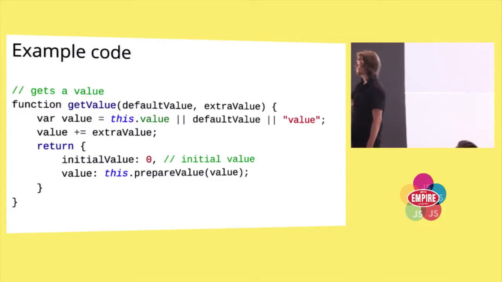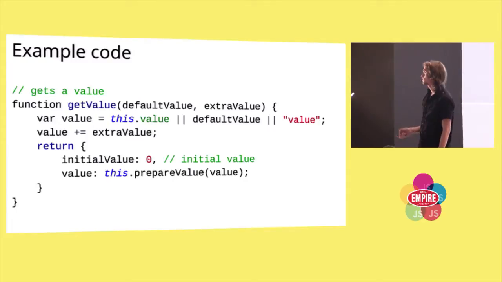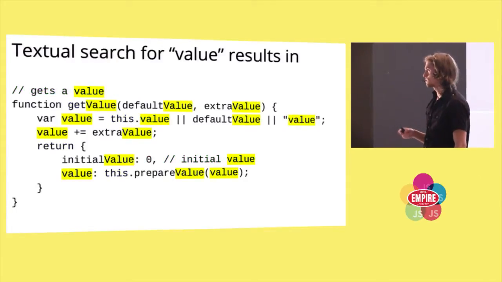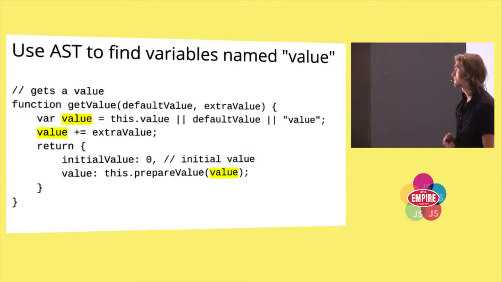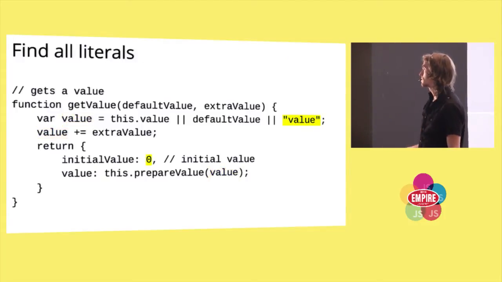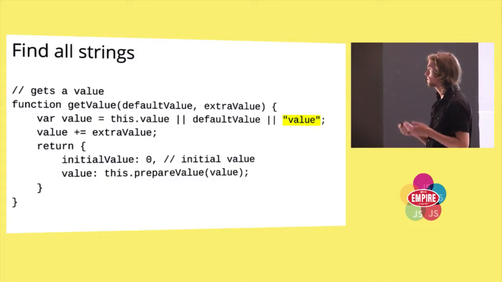Here we have this piece of code, and we want to find a variable named value in it. If we just use simple text search, we'll have like 15 places where it is. If we use an abstract syntax tree, we can query for exactly the variable named value, and this is what we will get. We can do more generic searches. We can say find all strings, all literals, which can be helpful if we want, for example, to have consistent quotes. We can do this.